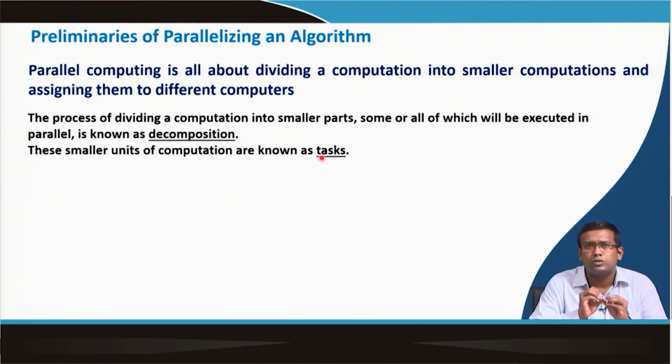When the smaller units of computation are the same as the number of processors, then each processor is executing one task and multiple processors are working in parallel. So all the tasks are being executed in parallel.